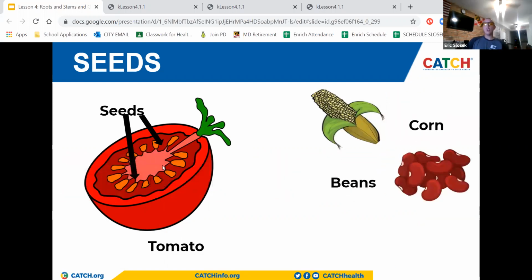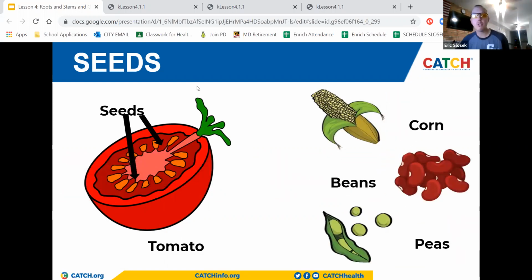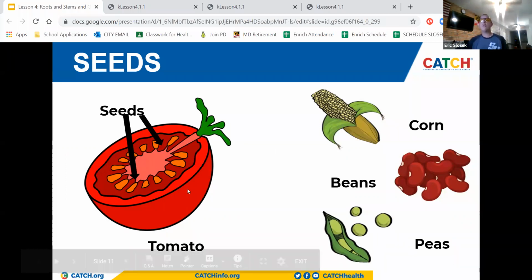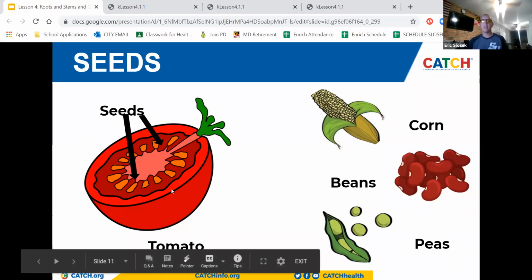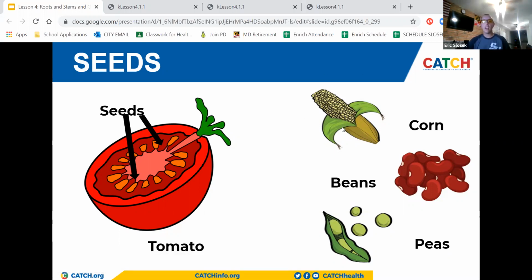And these seeds could be put into soil if they're dried out, and then they could potentially grow into another plant and grow new tomato plants. Okay? Have you ever eaten corn? Think about corn, sweet corn, or corn on the cob. Corn is the seeds of a plant.